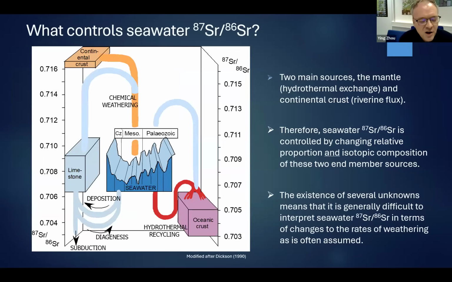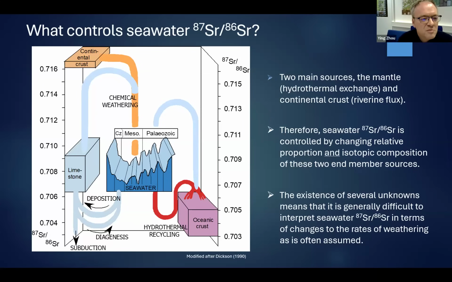If we put that into a whole diagram to explain schematically the major controls, we have the riverine input here, which is the radiogenic end member, bringing in, along this orange line, radiogenic strontium. But we also have hydrothermal exchange, which is bringing through this red line strontium, which is unradiogenic. So that's our other end member.